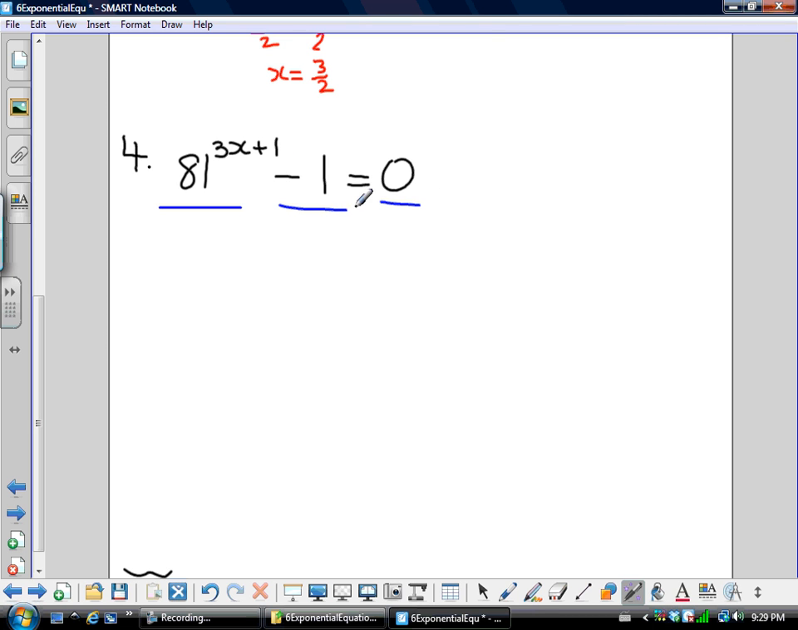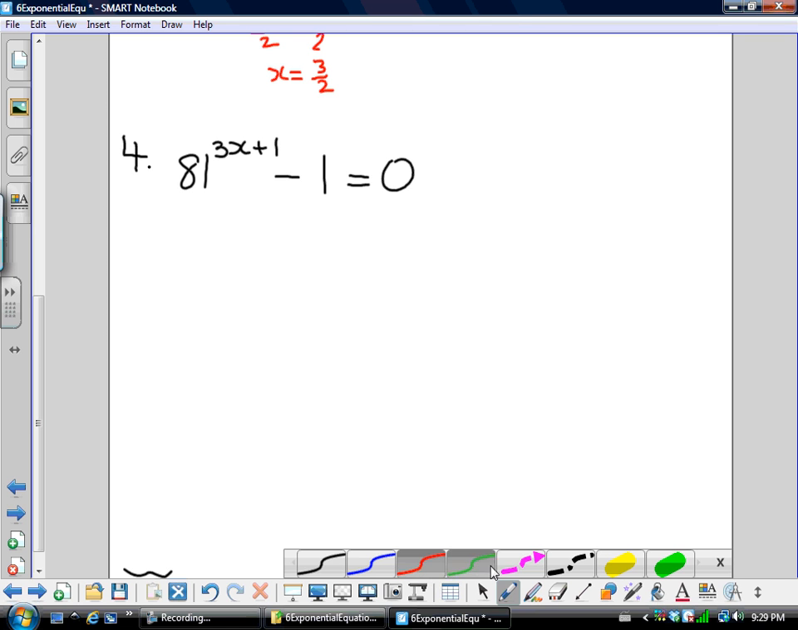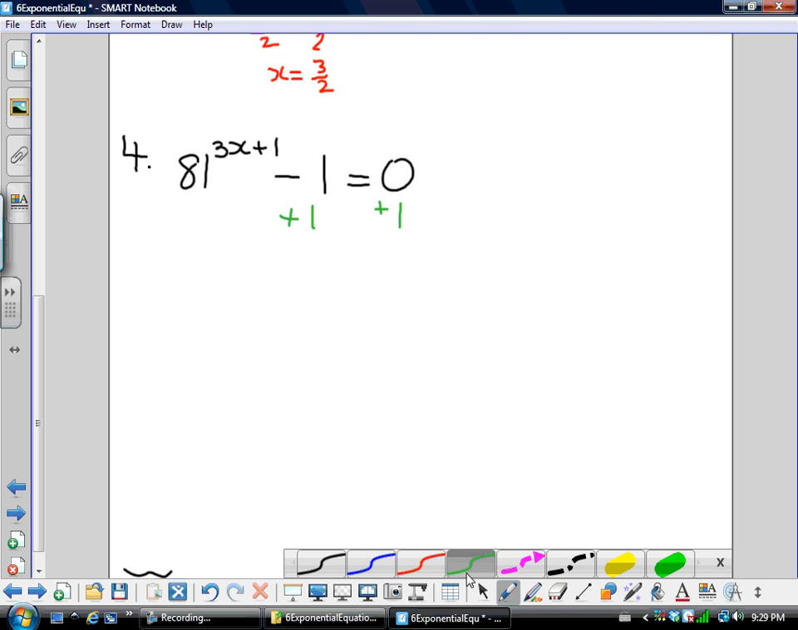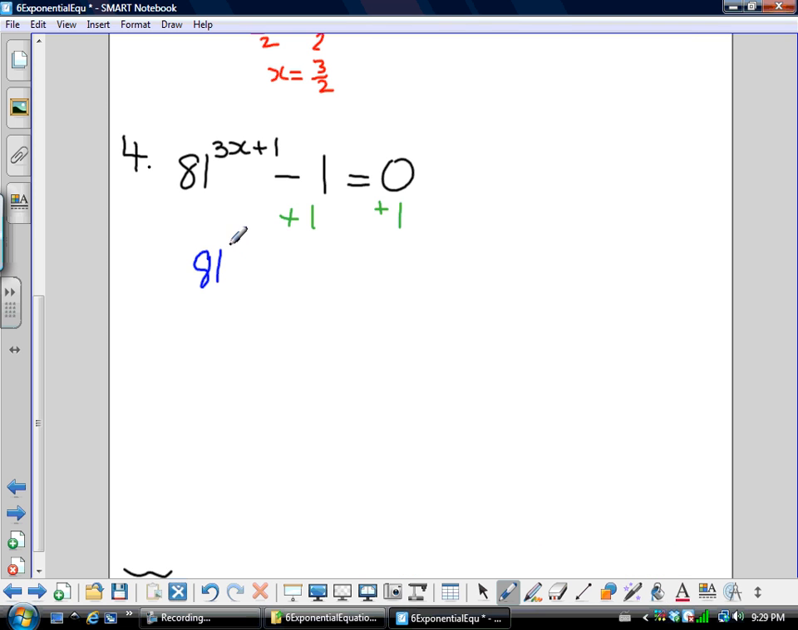So the first thing I want to do is I want to set it up the same way as the other ones. So I can't really do anything with 81 to the power of 3x plus 1. But I could add 1 to both sides, and then at least I would have a number equals a number. So when I add 1 to both sides, what we end up having then is our 81 to the power of 3x plus 1 equals 1.